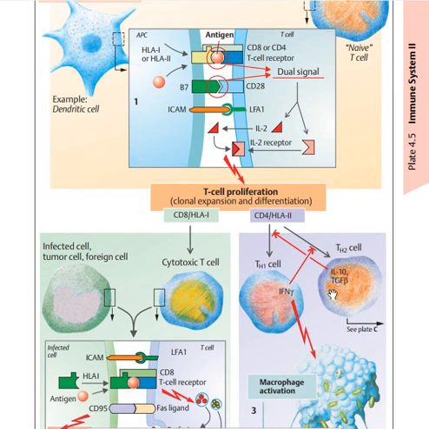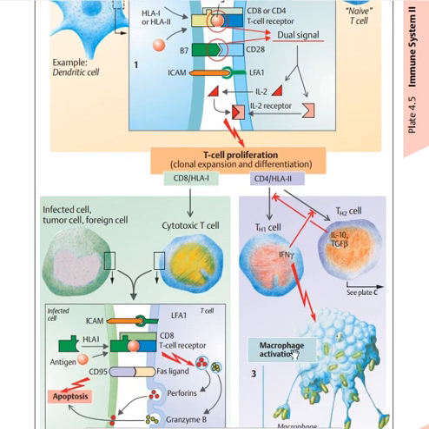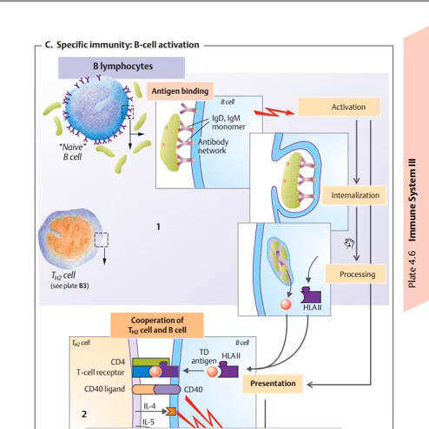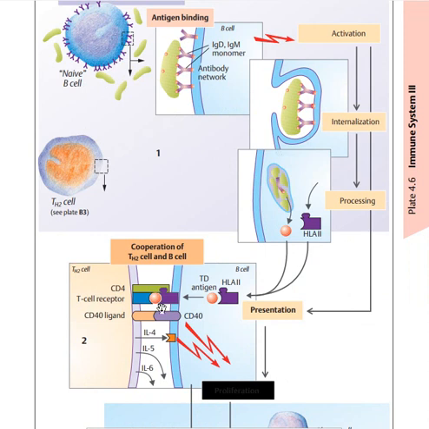T helper 2 functions in the humoral response, while T helper 1 functions instead in the cellular response, where it is going to activate the macrophages, and then the macrophages are going to be very effective in phagocytosing the cell, because it activates the macrophages to go and work more. Instead, T helper 2 activates the B cells.